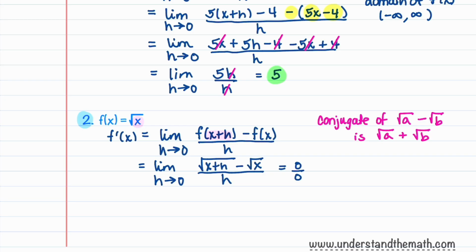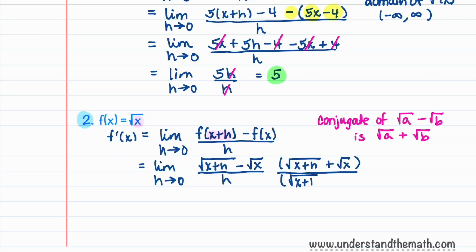I'm going to go ahead and erase the 0 over 0 just because we're going to run out of space if I don't. And now we're going to multiply by the conjugate. The conjugate is the square root of x plus h plus the square root of x. And we're also going to divide by that.